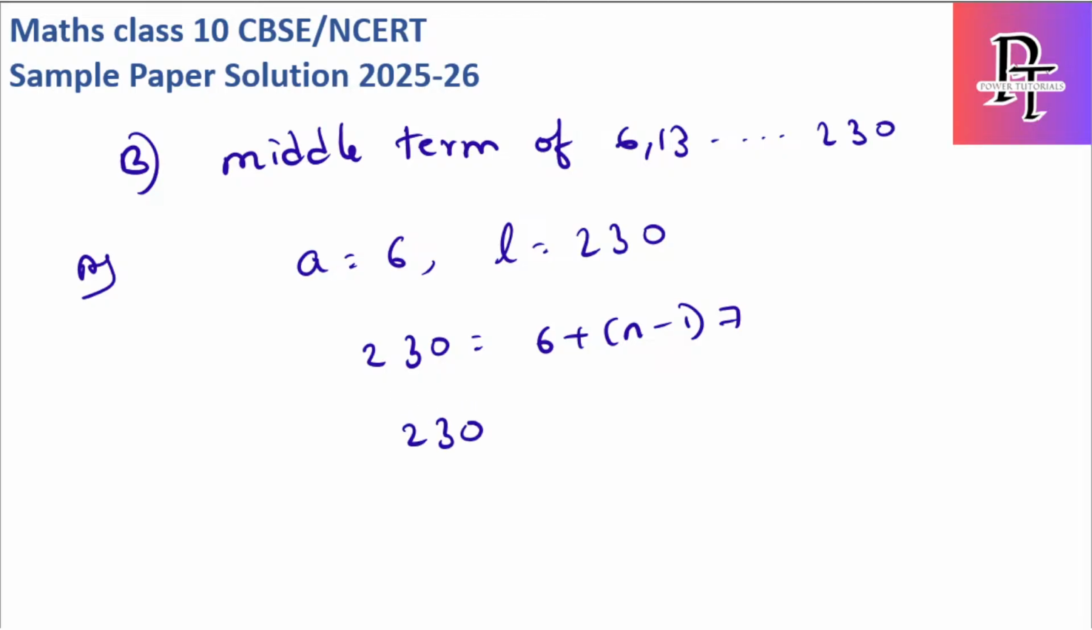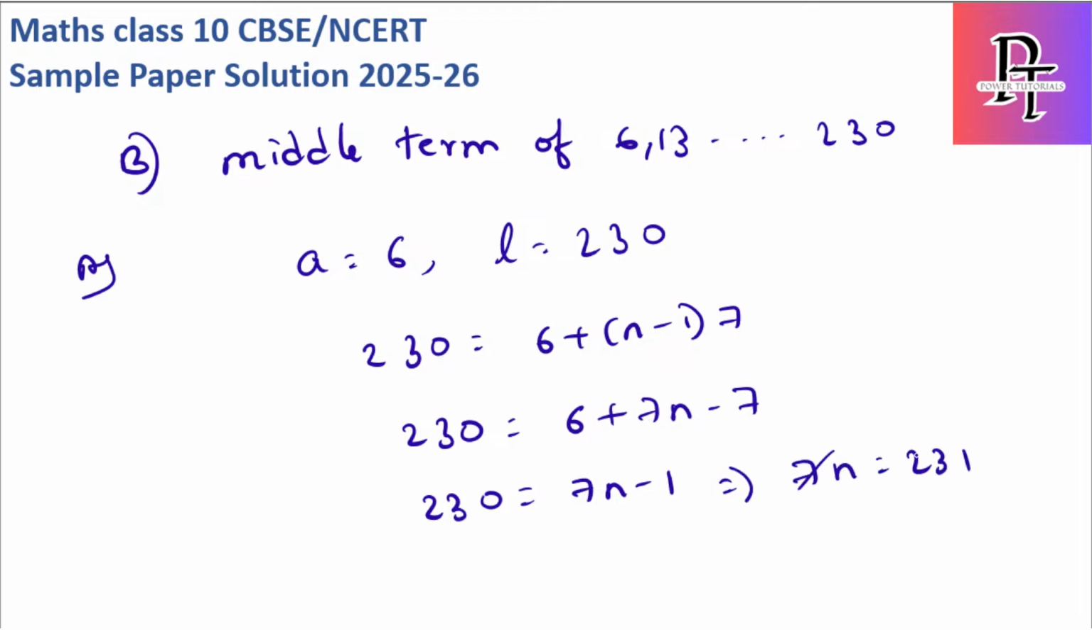So 230 is equal to 6 plus 7n minus 7. So 230 is equal to 7n minus 1. If I move it to the other side, I will get 7n is equal to 231. So the n value is, 7 threes are 21, so n is 33. So the total number of terms is 33. They're asking for the middle term. If I say from 1 to 33, then the middle term will be exactly in the middle, which is the 17th term.